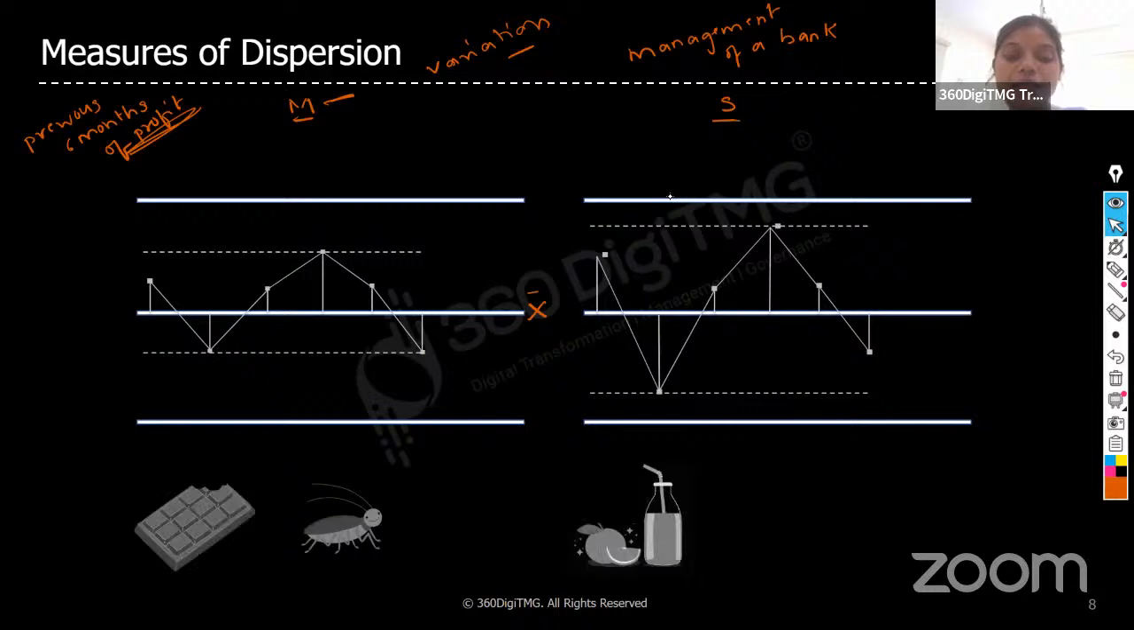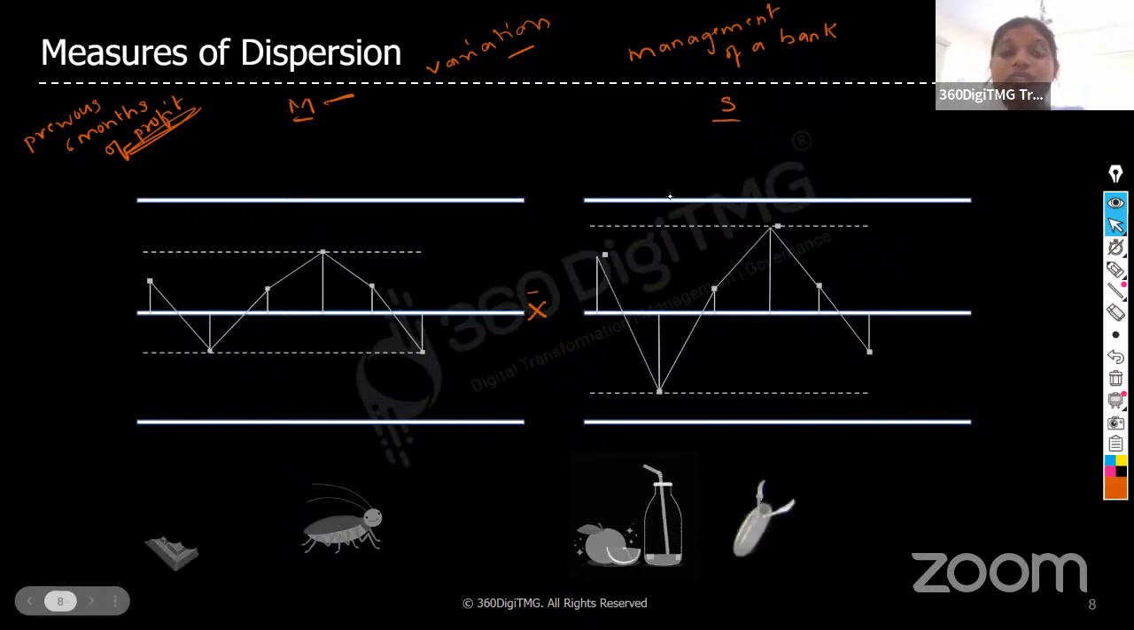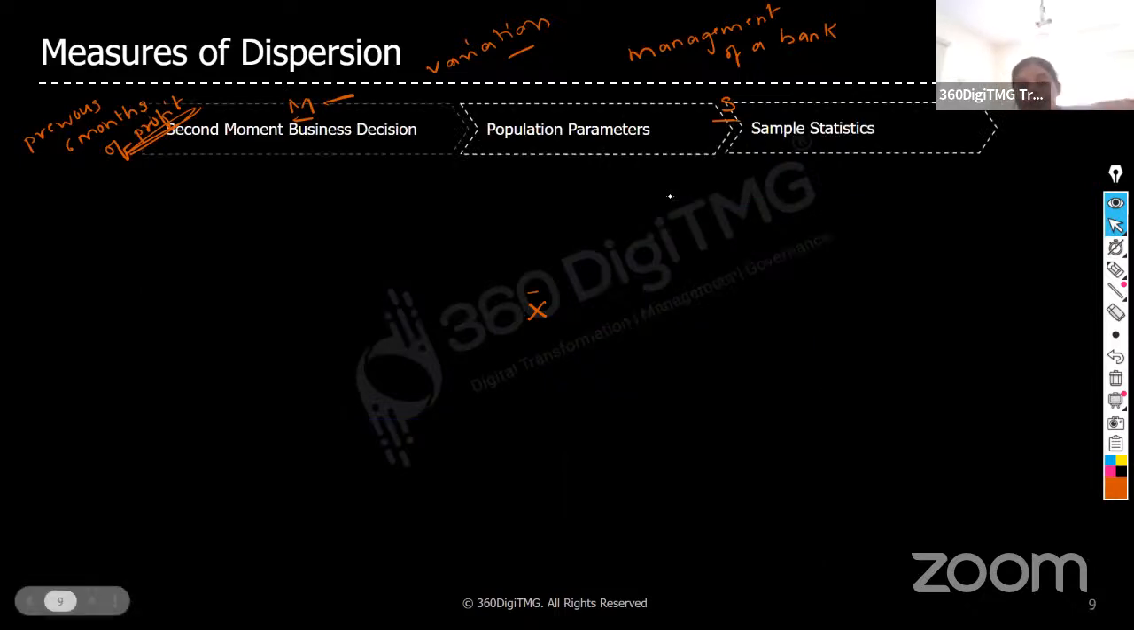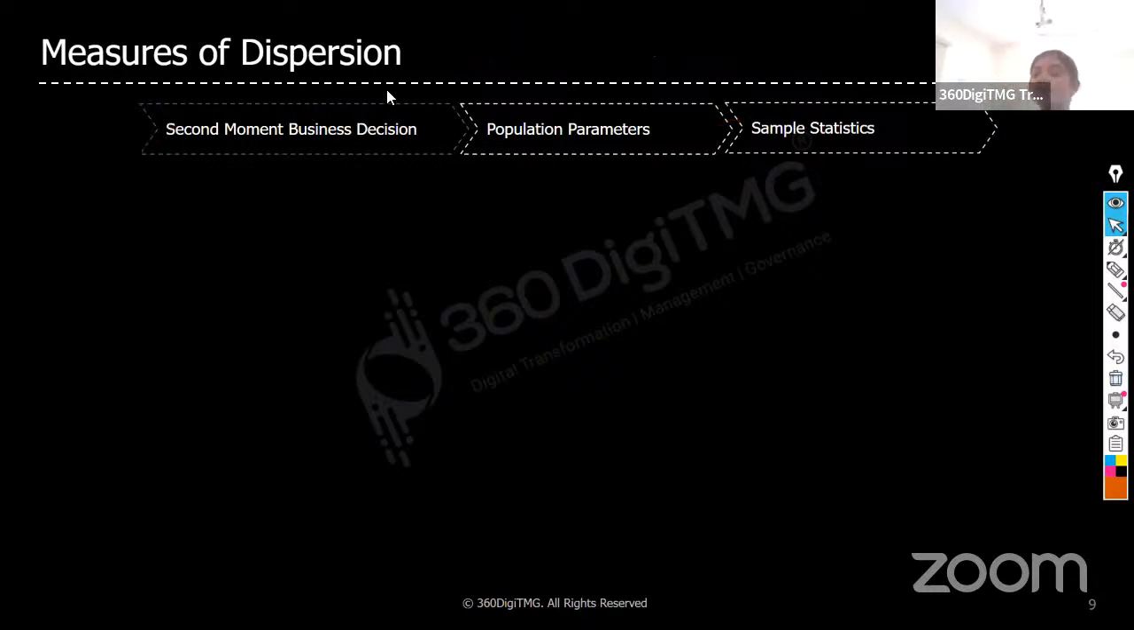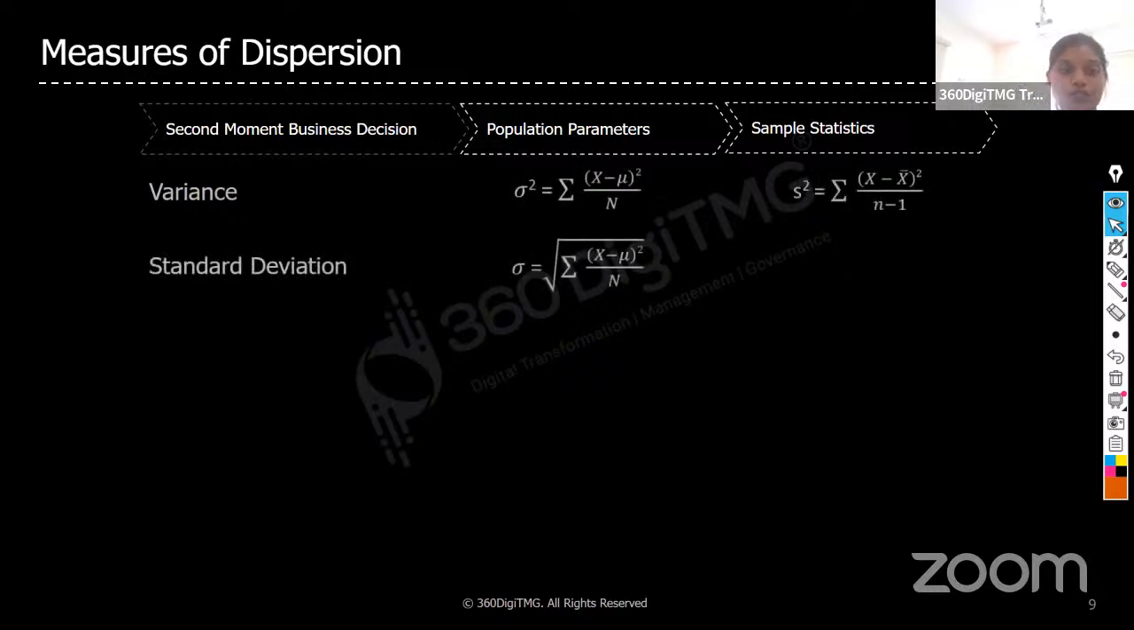So we have a few examples, like in chocolate, how much percentage of insect fragments are allowed. That is nothing but an example that comes under the variation. Okay, that is a few examples present. And let me clear these things. Okay, so coming to the measures of dispersion, it is called the second moment of business decisions. It includes variance, and then it includes standard deviation, and also it includes the third one, which is range.